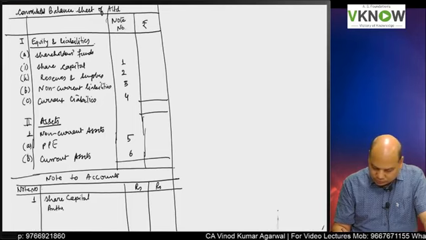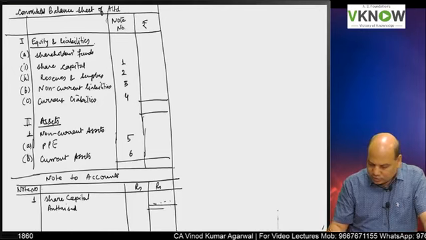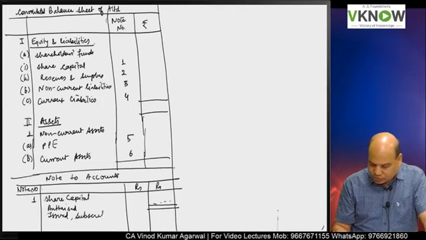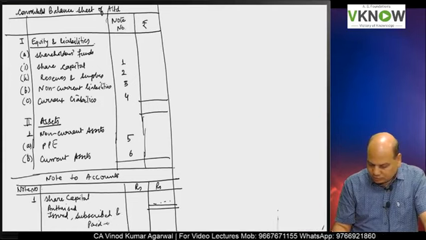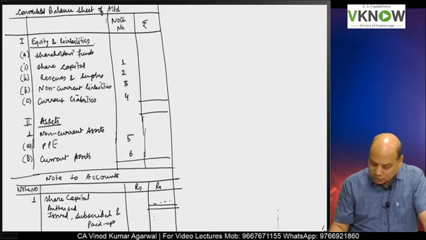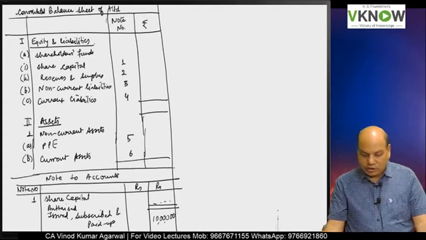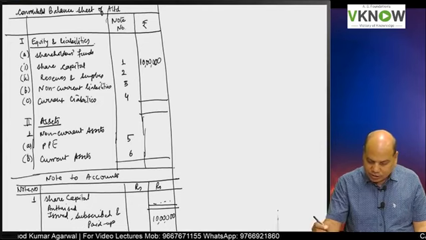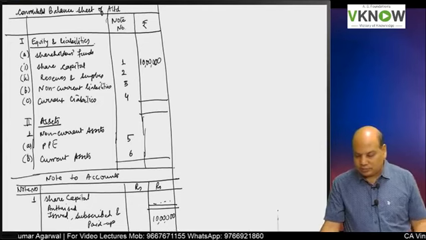Authorized, not given, dash dash, double underline. Issued, subscribed and paid up. Details are not given, so just write down 10 lakh. 10 lakh you write on the main page also. Balance sheet liability side, share capital in detail 10 lakh.